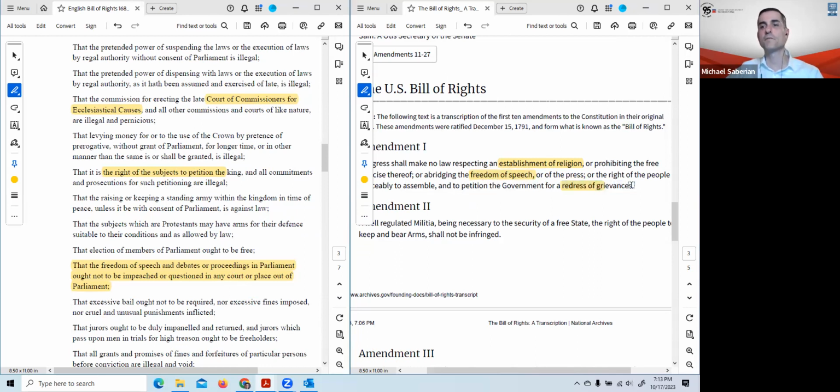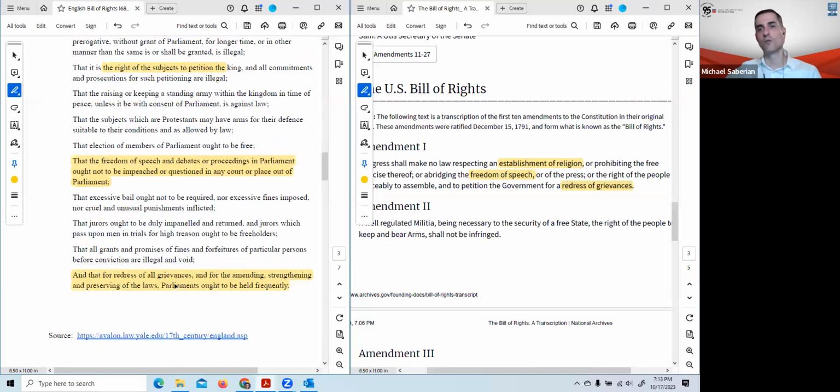And so the redress of grievances, you see this language very similarly. I'll delete that and highlight this. You see that redress of grievances language right here in the British Bill of Rights.